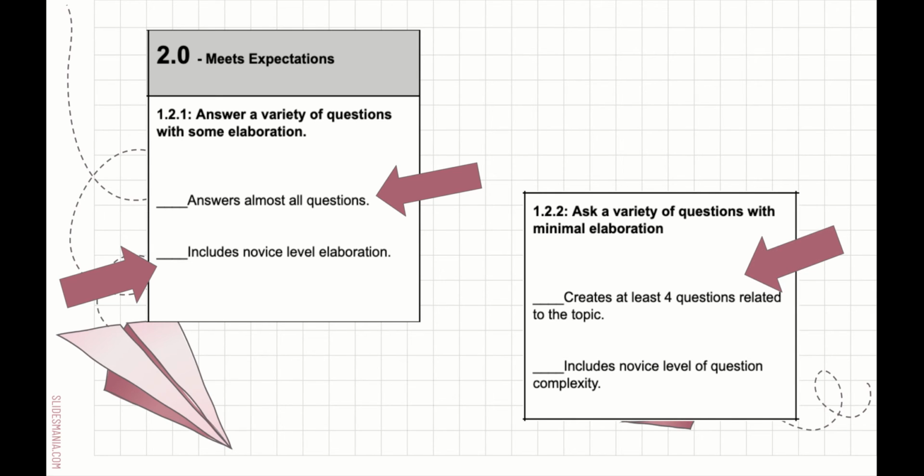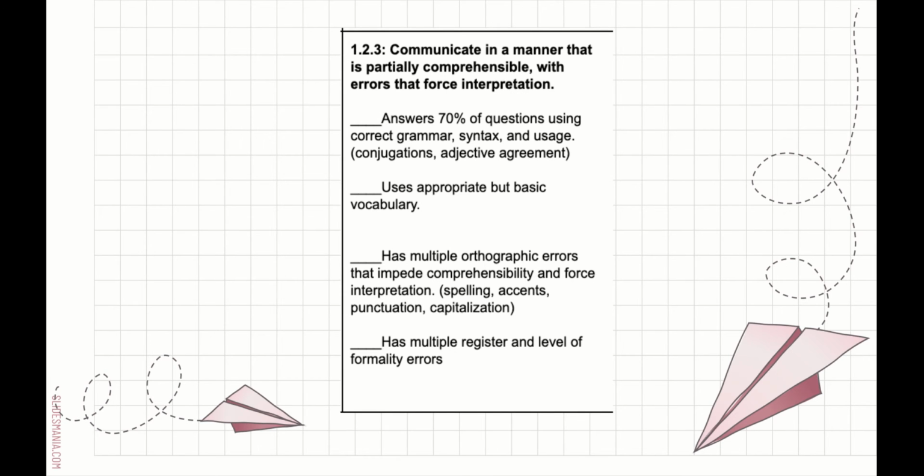Next, you need to create at least 4 questions related to the topic. So it needs to be related to what they wrote you about. And then also, they need to have novice level question complexity. So they don't have to be very long questions. They can be short to reach that 3.0, 4.0.